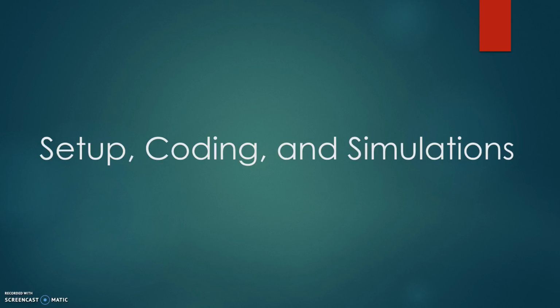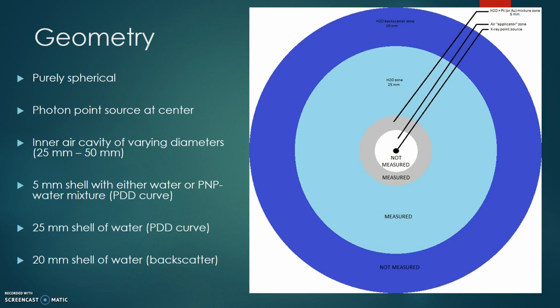Now I'd like to give a brief overview of how I designed the geometry, modified the Monte Carlo code, and ran the simulations. The geometry selected for the simulations was purely spherical. A photon point source was placed at the center of the geometry inside an air cavity. Surrounding the air cavity was a 5 mm thick shell containing some concentration of PNPs and water.